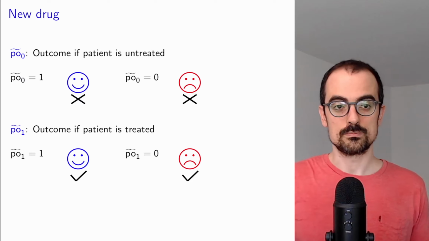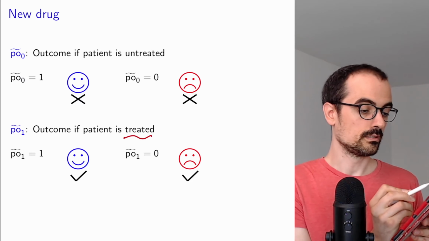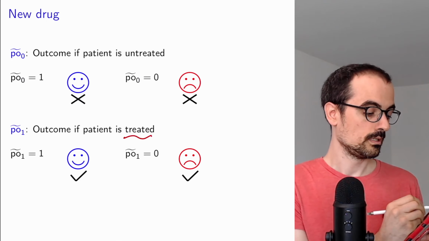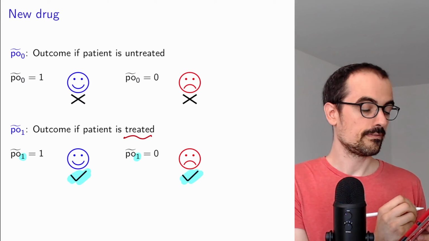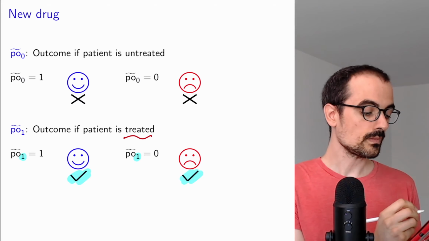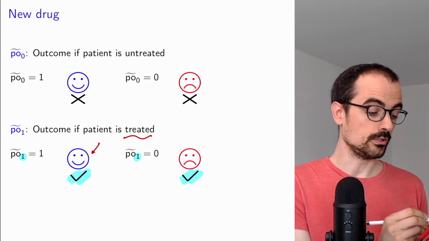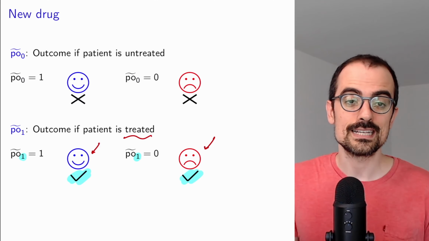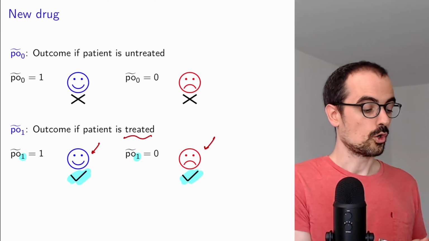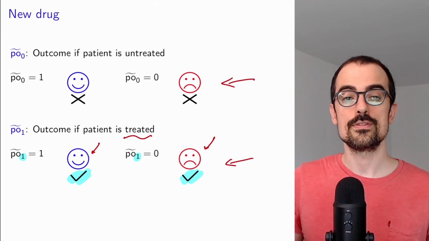We have a different potential outcome associated to the case where the patient is treated. So realize that now this is a 1 because the patient was treated, and this is a 1 because the patient was treated. And if the patient recovers in that case, the potential outcome is equal to 1. If they don't recover, the potential outcome is equal to 0. And the important thing to remember is that this is always defined for all patients, regardless whether they receive the treatment or not.